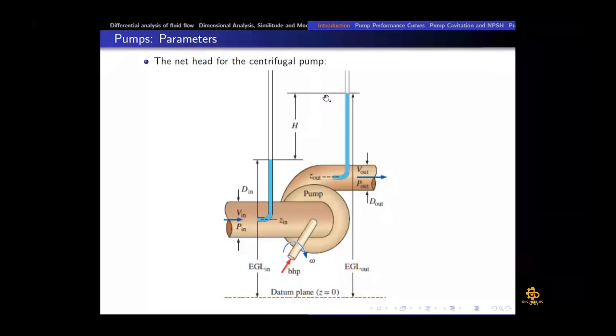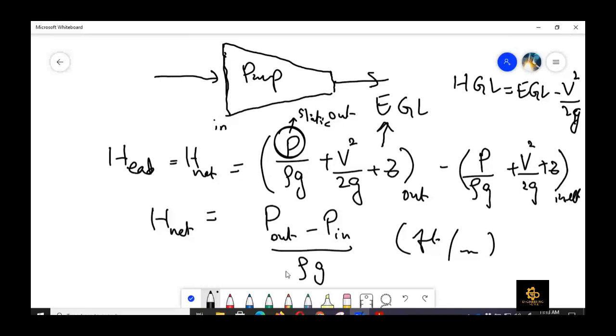And here you can see brake horsepower, which is the shaft power which we are giving to the fluid. Now let's discuss these parameters which are related to the power imparted to the fluid in the case of pumps. Just a minute, let me scroll it.